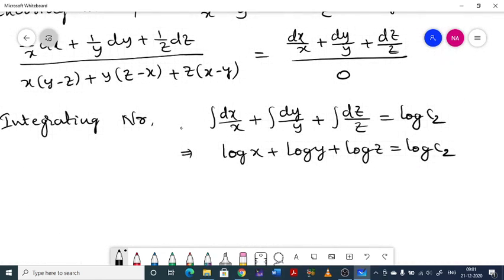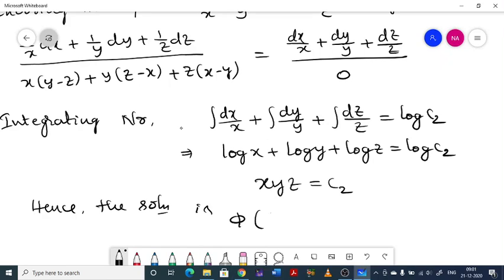So x y z equal to c2. Hence the solution is phi of 1 by x plus 1 by y plus 1 by z, comma x y z equal to 0.